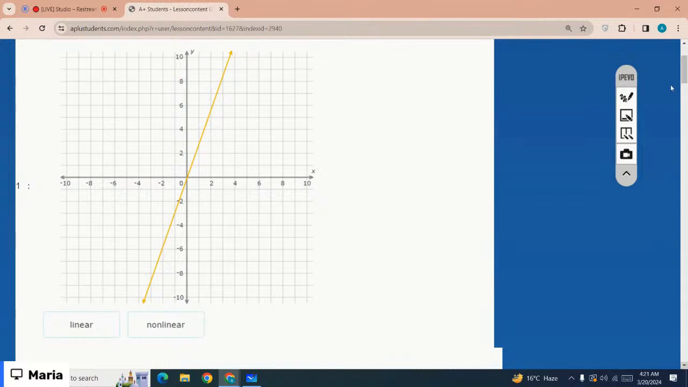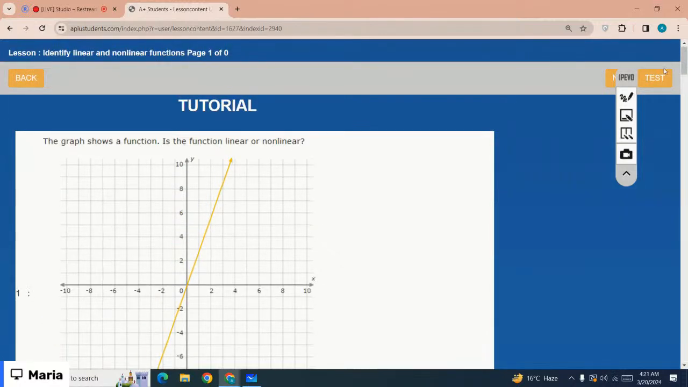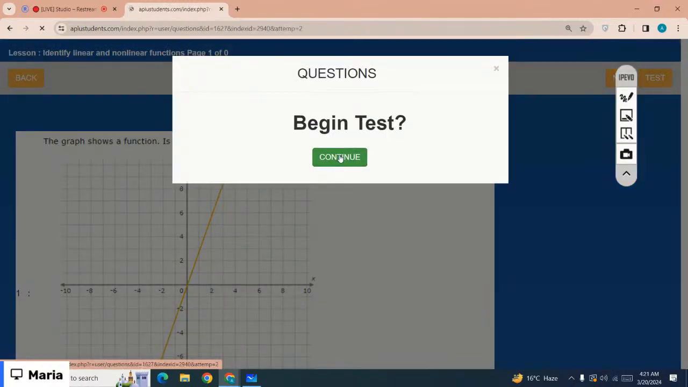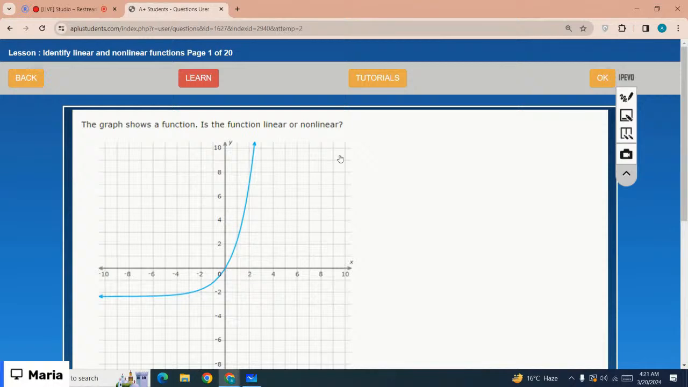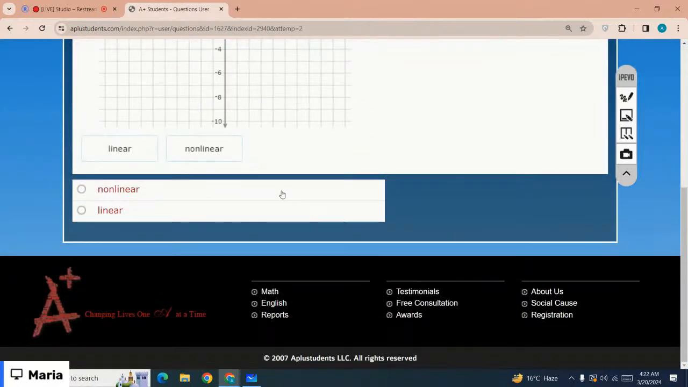Okay, let's just start with the test question. The graph that is not a straight line is... The graph shows a function. Is the function linear function or non-linear function? So the graph is not a straight line, right? So that means this is a non-linear function. The correct option is non-linear function. It is right. The correct option is non-linear.